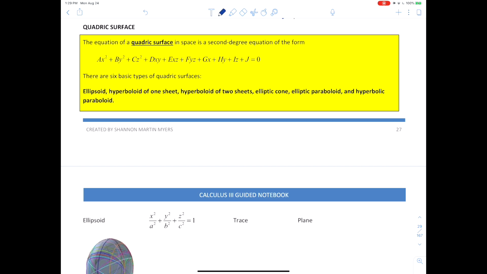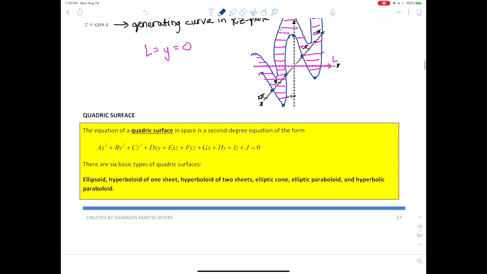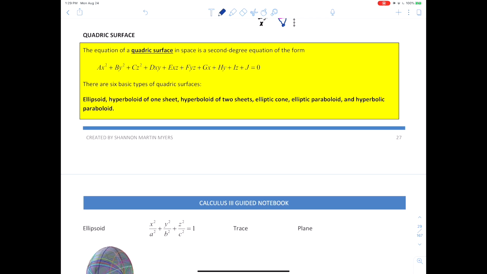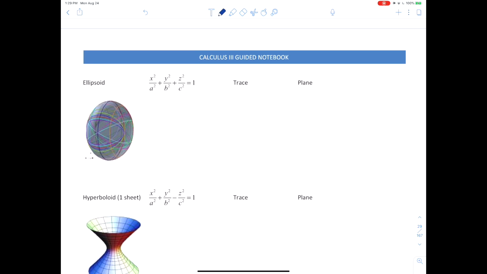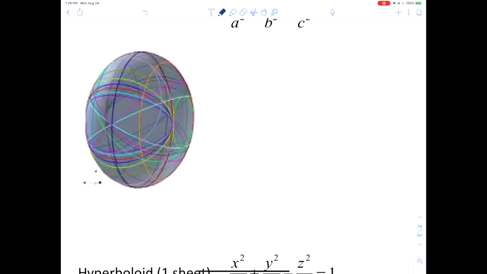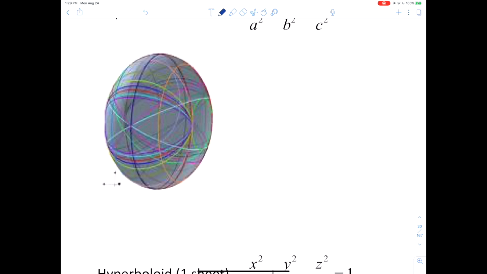Now there are 6 basic types of quadric surfaces. So fortunately you don't need to watch me draw them again, painfully. But these are the ones, we'll go over them one by one. So we've got an ellipsoid, and it's similar to a sphere, but it doesn't have perfect circles in there. All of the traces are ellipses. So you can see inside all of these different ellipses, they're all called traces.